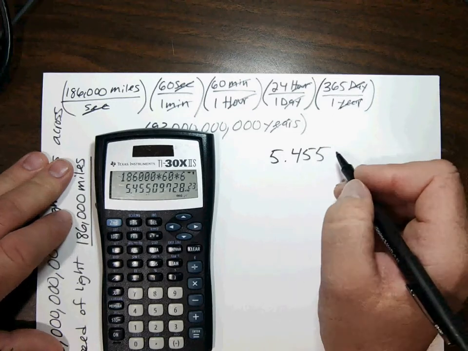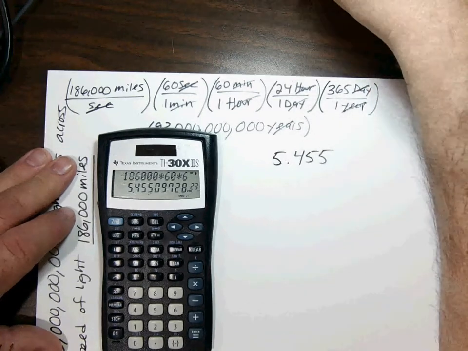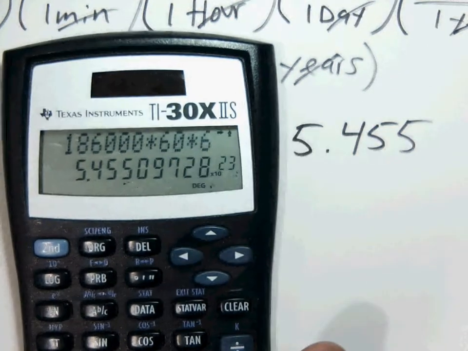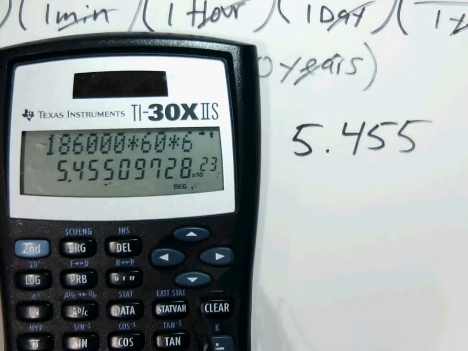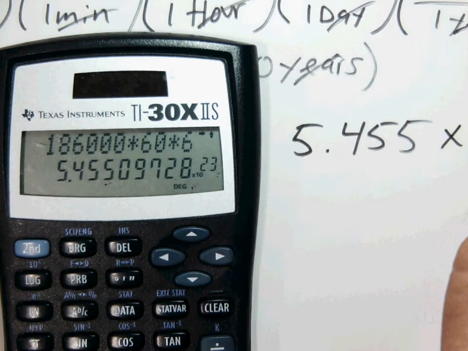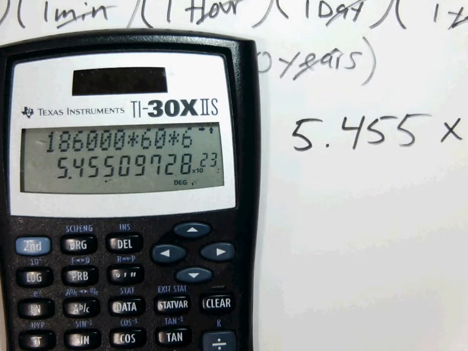5.455. But then look closely. Can we zoom in here? Okay, and then a bunch more digits, which I'm going to round off. But look at that little 10 there. You see that? Times 10, and then there's a big old 23 up there. 10 to the power of 23. That's how many miles. 5.455 rounded off somewhere times 10 to the 23rd miles.